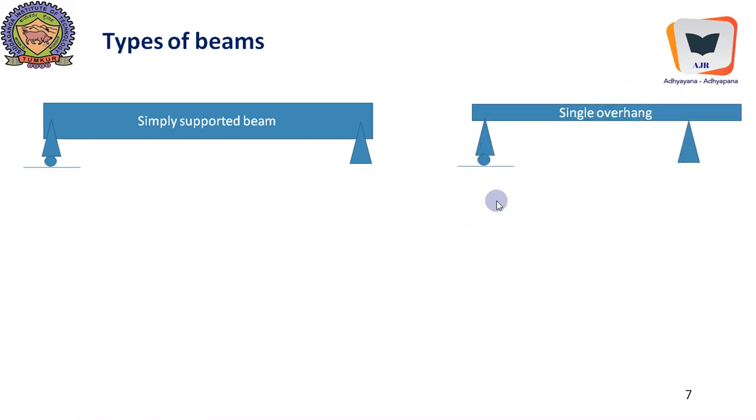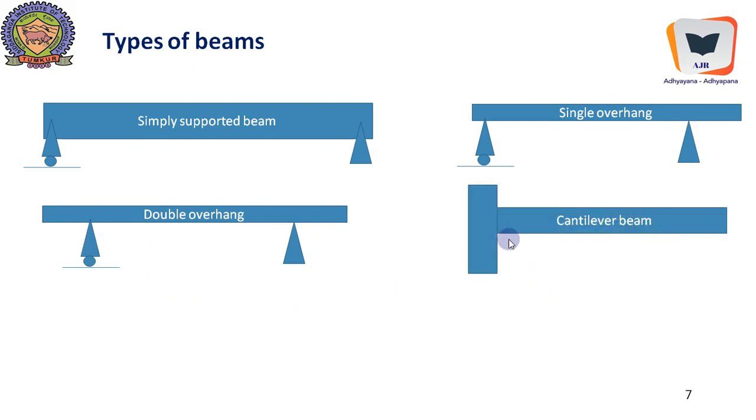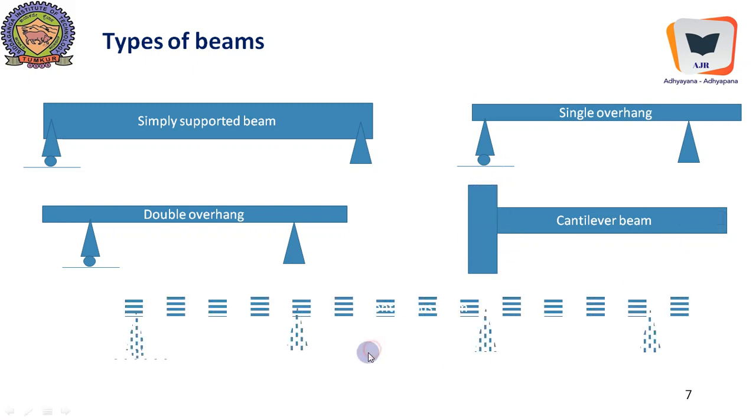Possibly this is a inside accommodation, maybe a room, and outside there must be a canopy or some kind of a chajja. And this slab goes beyond the support at only one place, therefore it is single overhanging beam. But here there are double overhangs, one this side, one this side, and this is the cantilever beam. It will have a typical cantilever action, that it has only one fixed end and the other end is free.